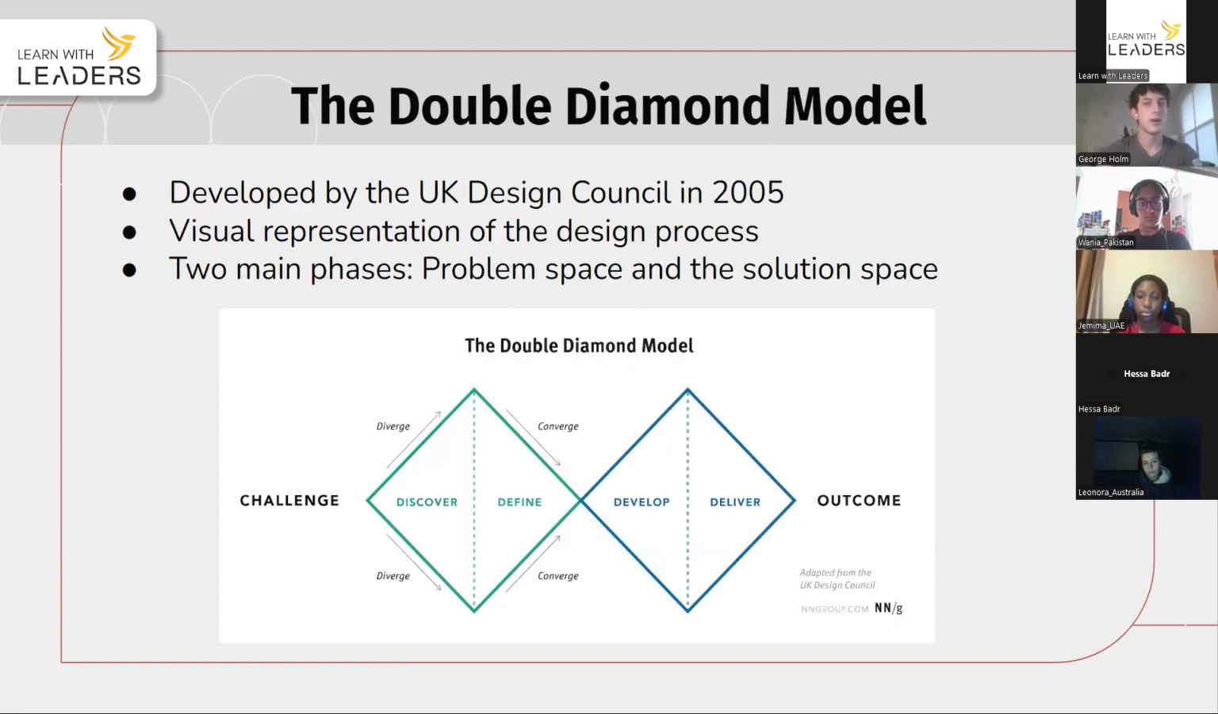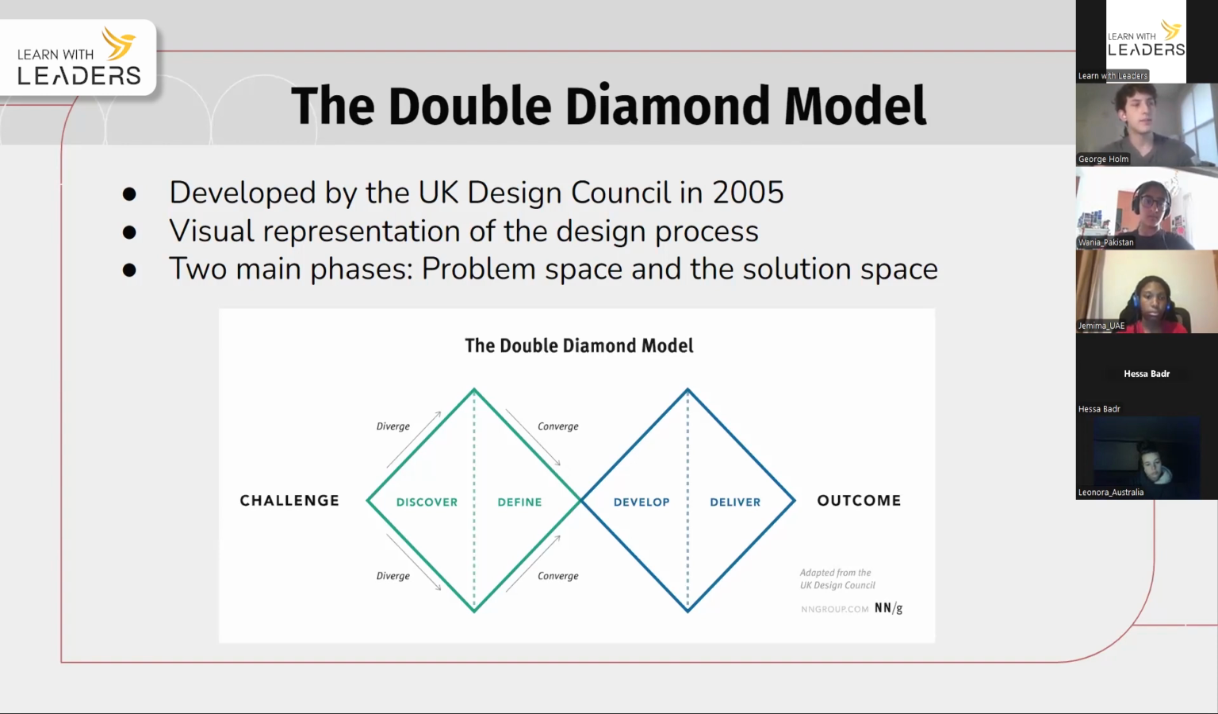Now we're actually going to talk about the double diamond model, which is, I guess you could call it, the main topic of design thinking for today, even though this is obviously not the only way to visualize design thinking. Sometimes it can just be helpful to have these strategies to fall back on. So this was developed by the UK Design Council back in 2005.